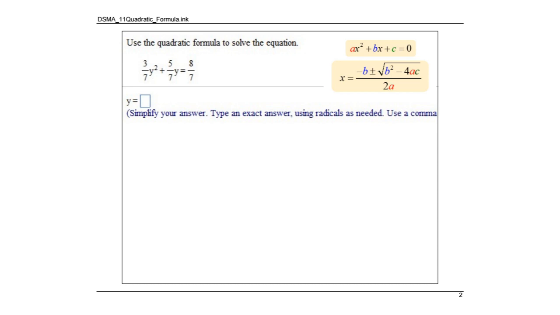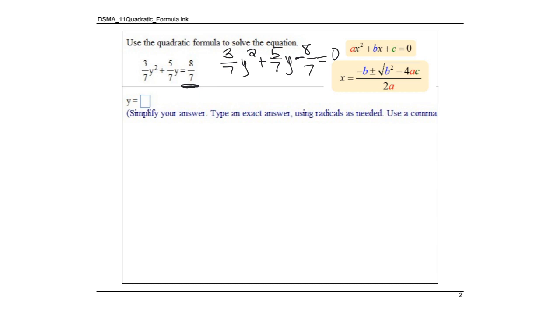But the other thing is that this is not in standard form because the 8/7 is over on the right-hand side. We need to move that over before we do anything. So let's go ahead and do that because we want to be in standard form. Now, the variable doesn't matter. Oops, 8/7 equals 0. Okay, so I slid that negative 8/7 in over on the left-hand side.